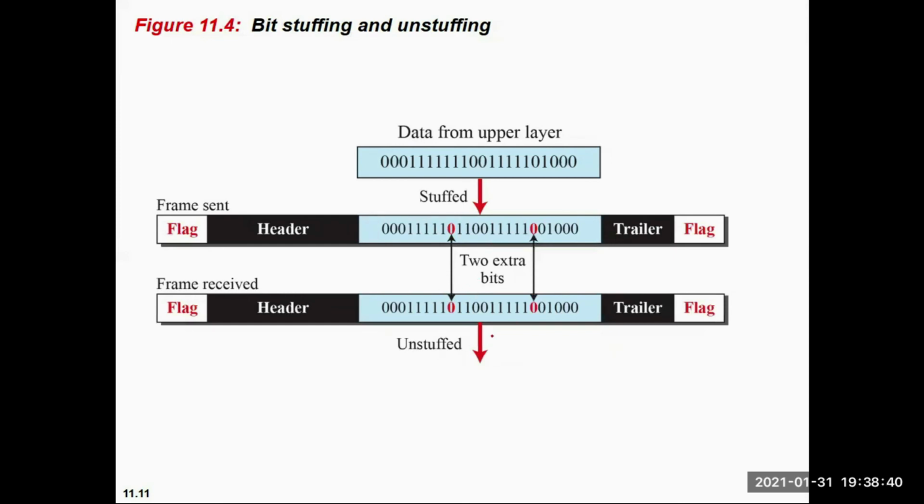The same thing is known to receiver also, and removing of these 2 extra bits, in this case, is known as unstuffing. So after unstuffing, you will get the same data, whatever you are receiving from the upper layer. Okay, so here you are receiving from the upper layer, that is network layer, and after transmission at the receiver side, after unstuffing, you are sending that data to upper layer.